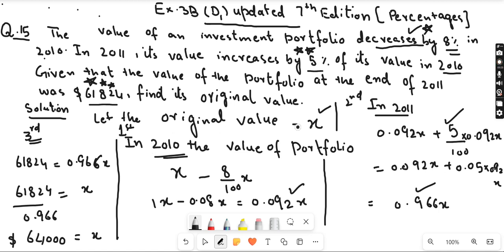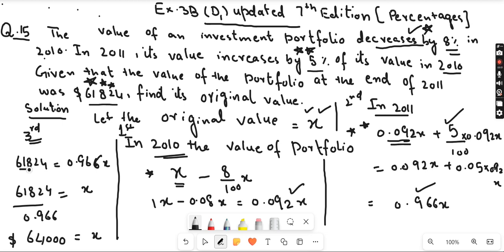You can mark the given statements of the question with stars to make it easy for you. Let the original value be x. In 2010 the value decreases, by the first star statement. Its value decreases by 8% of the value it was originally. So we come up with this solution. Then in 2011 again, whatever it was in 2010, there is an increase of 5% in that value, and you come up with this answer.